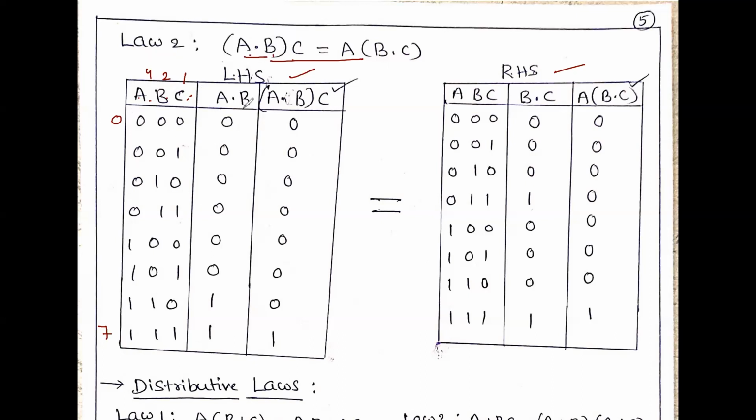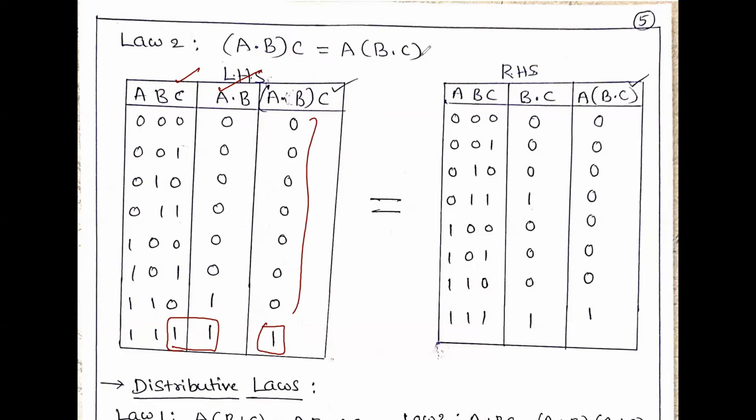That means A dot B means ANDing operator, that is multiplication. Multiplication means when both inputs are 1, then only the output will be 1. Otherwise, the output will be 0. After finding the A dot B, then this A dot B has to be ANDed with the C. Now we should concentrate only on C column and A dot B column. When both inputs are 1s, in the last combination only we have both 1s. Then only the output will be 1. Otherwise, the output will be 0.